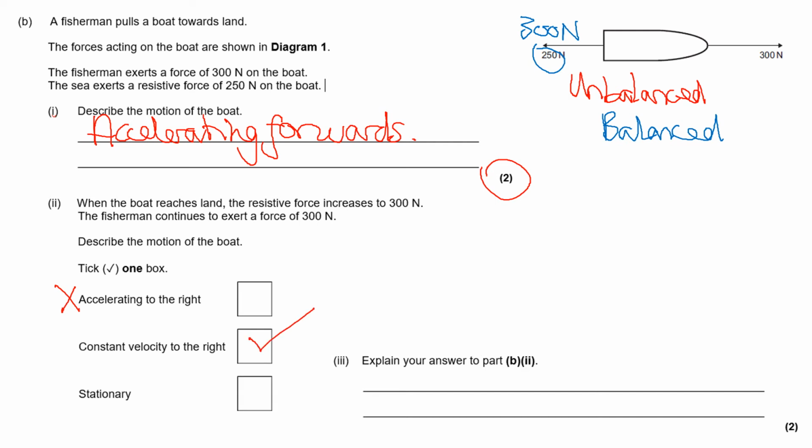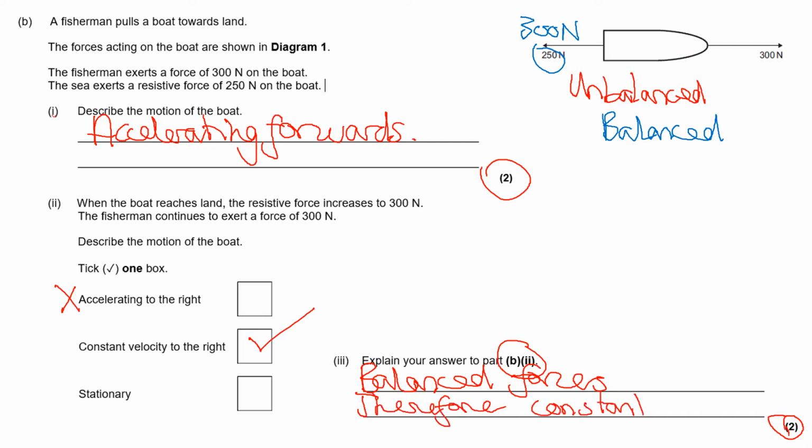Remember, balanced forces means that an object can be at constant velocity of either 0, so stationary, or any other velocity. So don't fall into the trap of thinking it's still stationary. Okay, answering the question part 2 that I just said here. Well, we've got balanced forces. There's our first part of our answer. Don't forget there's 2 marks here, but we've already said there's balanced forces. Therefore, we've got constant velocity.